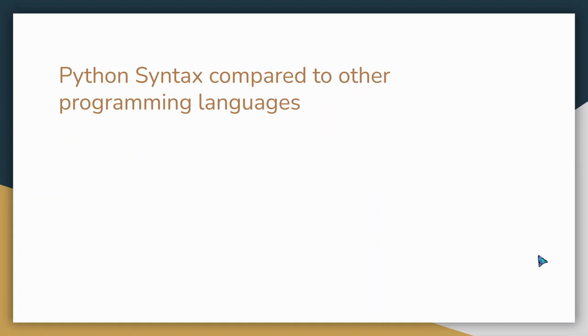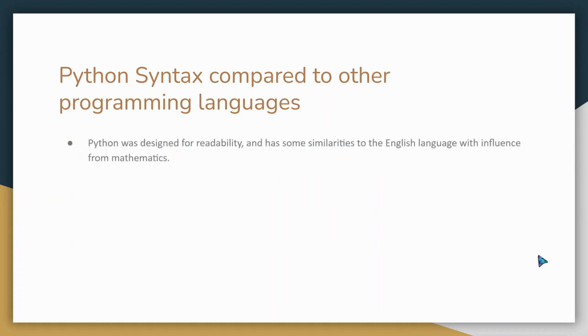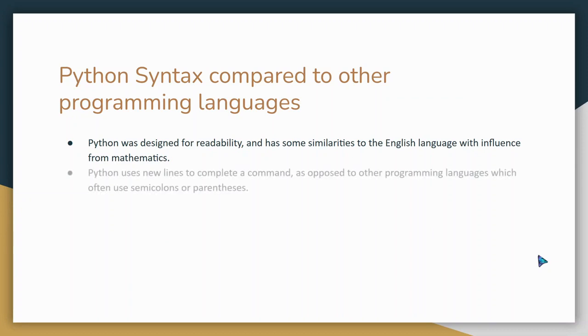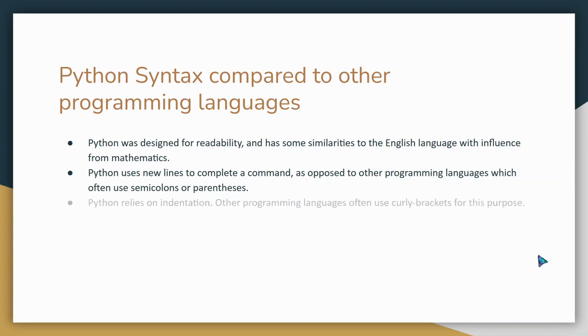Python syntax compared to other programming languages. Python was designed for readability and has many similarities to the English language with influence from mathematics. Python uses new lines to complete a command as opposed to other programming languages which often use semicolons or parentheses. Python relies on indentation. Other programming languages often use curly brackets for this purpose. A good thing about Python is that it does the indentation automatically when you click enter.